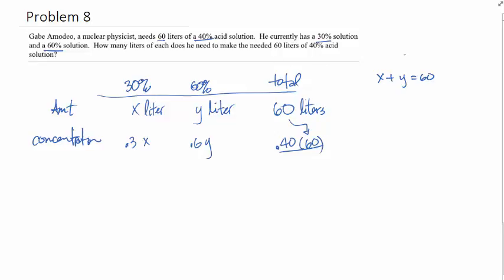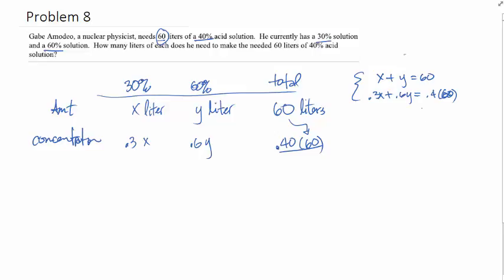So these mixture problems are always going to be set up the same way. We have an x and y for the different components, and then we want the total, and they're usually giving you the total. Then we set up the concentration equation, which is 0.3x plus 0.6y equals 0.4 times 60. Now we have two equations and two unknowns that we're going to solve for to get the x and the y.